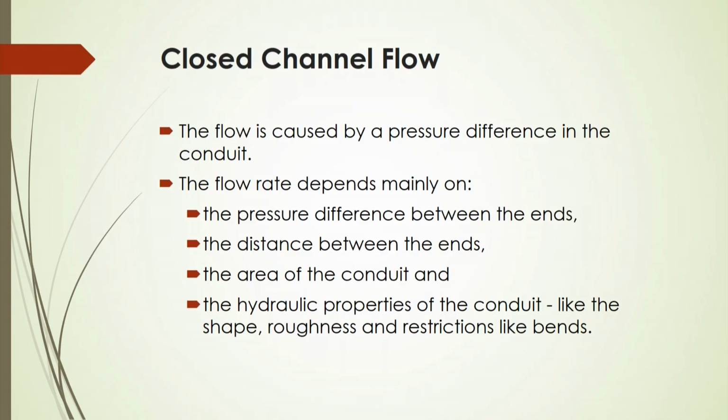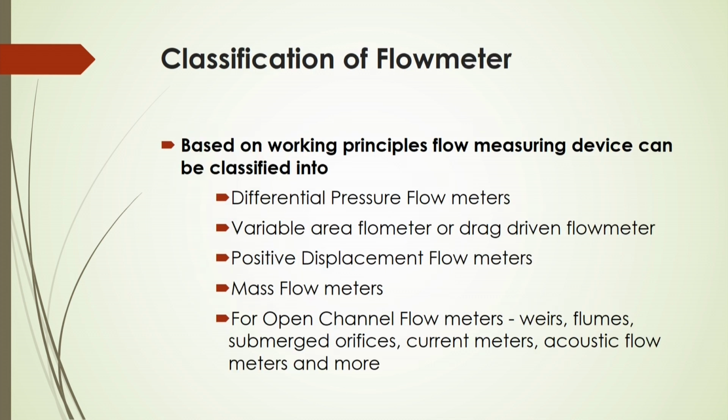In this case the area of the conduit is very important, because you are going to measure the pressure difference, which depends on the resistance and the cross sectional area, because the cross sectional area gives the actual resistance to fluid flow. Also, the hydraulic properties of the conduit, like the shape, roughness and restrictions like bends, will govern the fluid flow phenomena inside the closed channel. We have already discussed in our earlier lectures the different governing equations for fluid flow in a pipe and bend, how the resistance arises, and the energy loss coefficient.